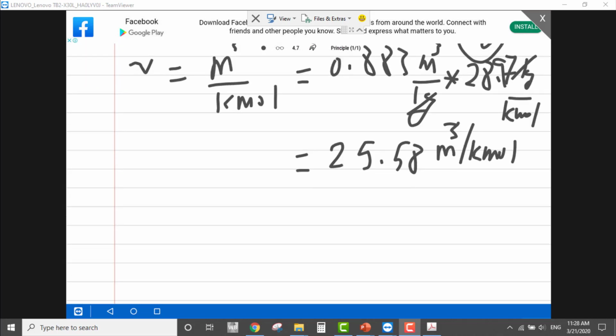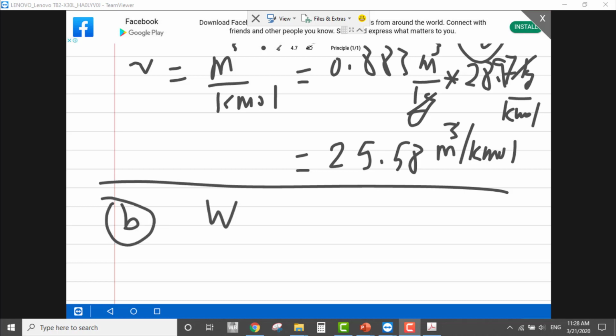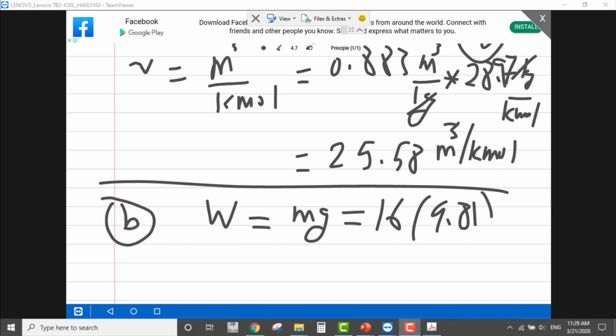Now let's move to part B. We need the weight of the enclosed air. Weight equals mass multiplied by gravitational acceleration, and this is equal to 16 multiplied by 9.81, and this is equal to 156.96 Newton. Okay, so this is the first problem.